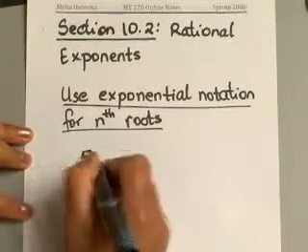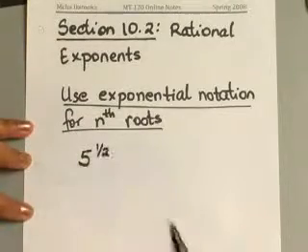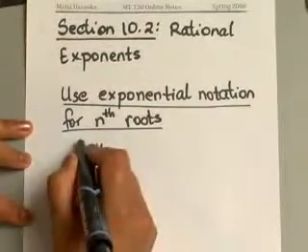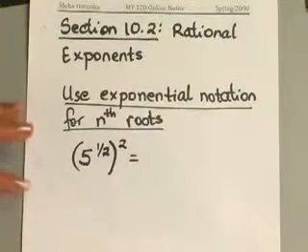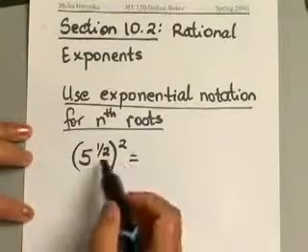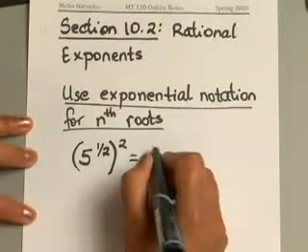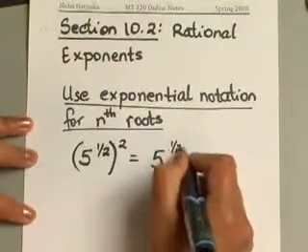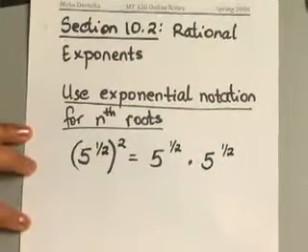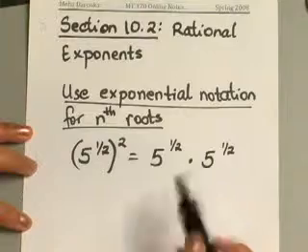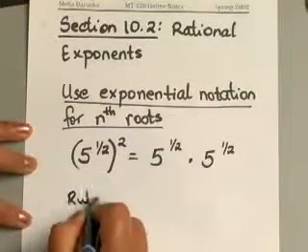Now, if I have 5 to the 1/2 power, 5 to the 1/2 as your exponent, and I want to try and square this expression. Basically, anytime you square an expression, you are multiplying the base into itself twice. So this would give me 5 to the 1/2 times 5 to the 1/2. Now, if I wanted to find out what the value of this expression is, I could go ahead and apply rules of exponents.